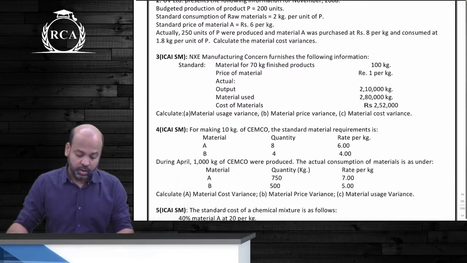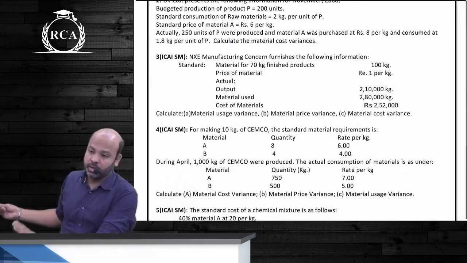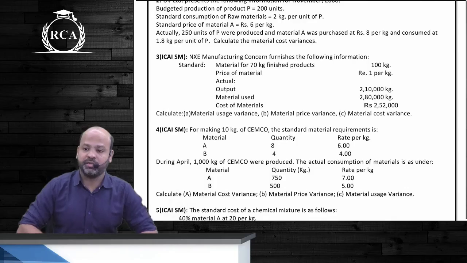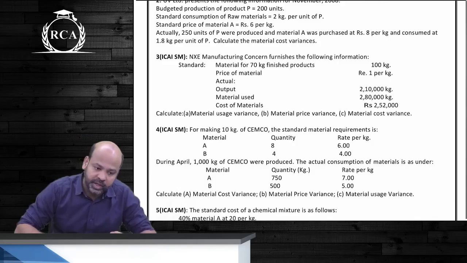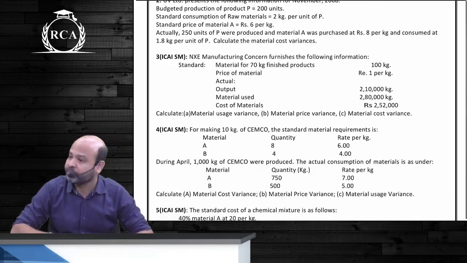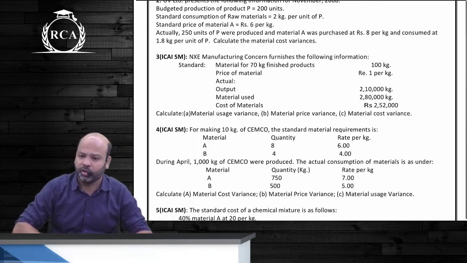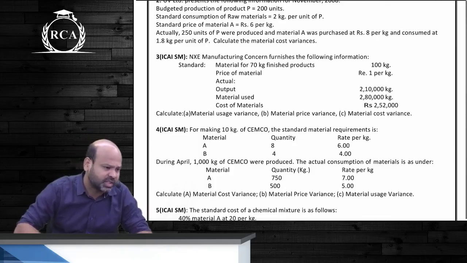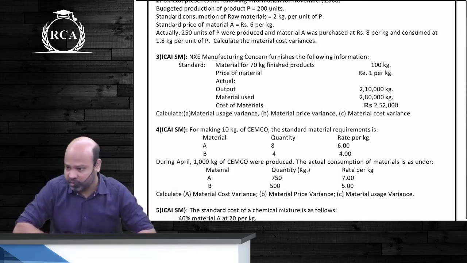Third one, NXC manufacturing concern furnishes the following information. Material for 70 kg finished product is 100 kgs. So they've given us the input-output relation as per the standard. For every 100 kgs of input, you will get an output of 70 kgs. They could have also told us that there is a 30% processing loss. 30% processing loss would mean that if you're consuming 100 kgs of raw material, you will end up losing 30 kgs as per the standard, and the output will only be 70 kgs. They can use different sentences there.